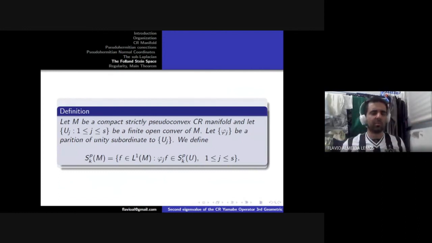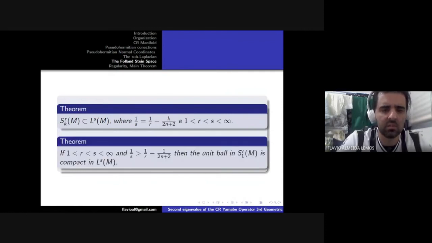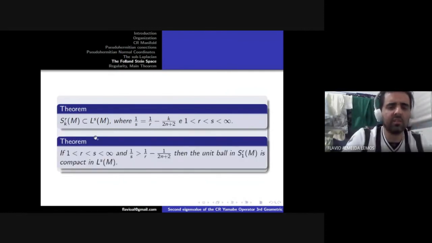The manifold is compact. We can define it over the whole manifold. We have the same embedding theorem. We have the similar Rellich-Kondrakov theorem.